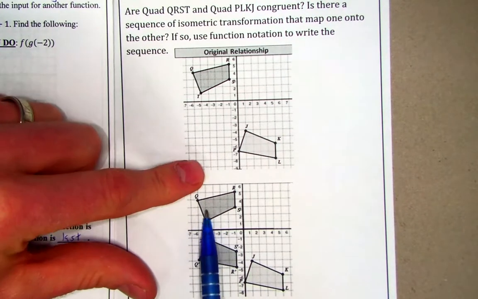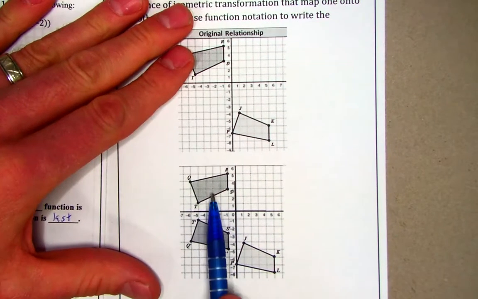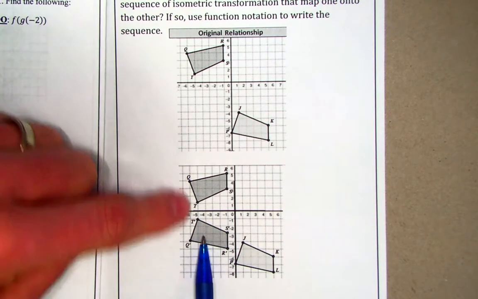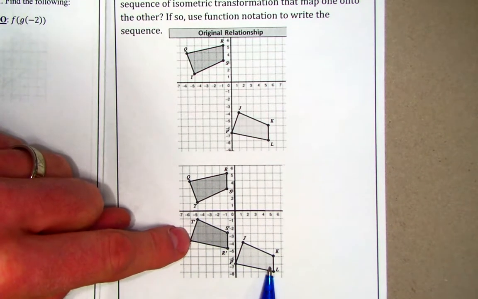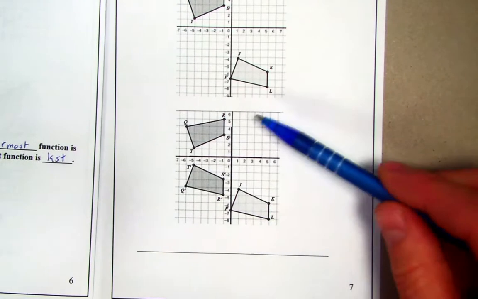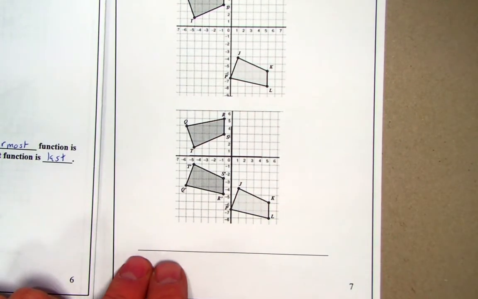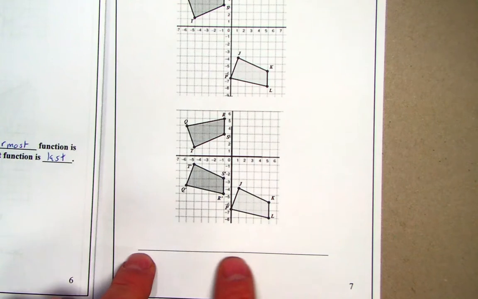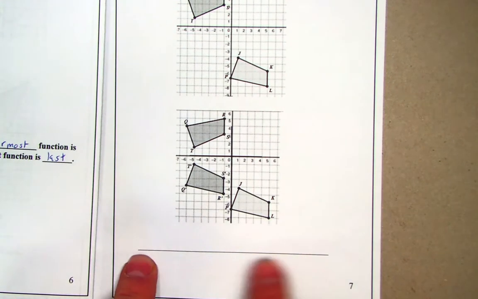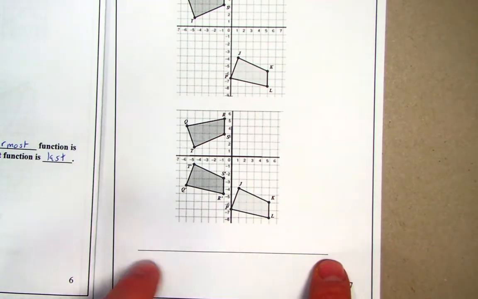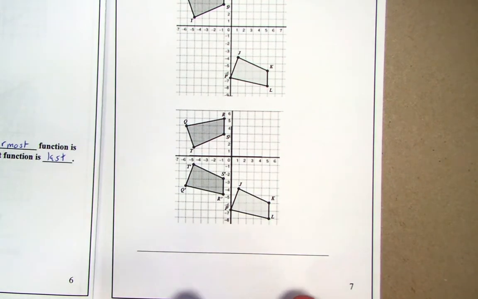This shows you how it got there, right? This image moved to here, and then it moved to there. I don't tell you how those moved, like what the rule was, but what I want you to do is write the rule in function notation to show that sequence of transformations. And if you need an example, there is one on page 108 of the workbook.